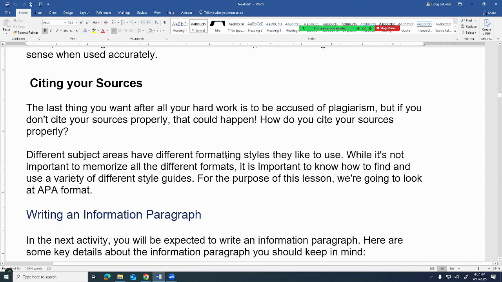The last thing you want after all your hard work is to be accused of plagiarism, but if you don't cite your sources properly, that could happen. How do you cite your sources properly? Different subject areas have different formatting styles they like to use. While it's not important to memorize all the different formats, it's important to know how to find and use a variety of different style guides. For the reason in this lesson, you're going to look at the APA format.